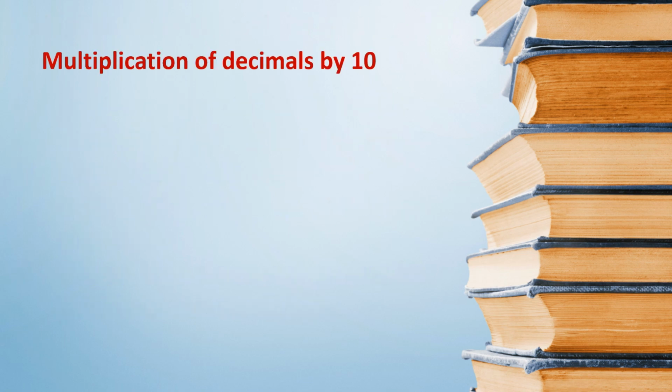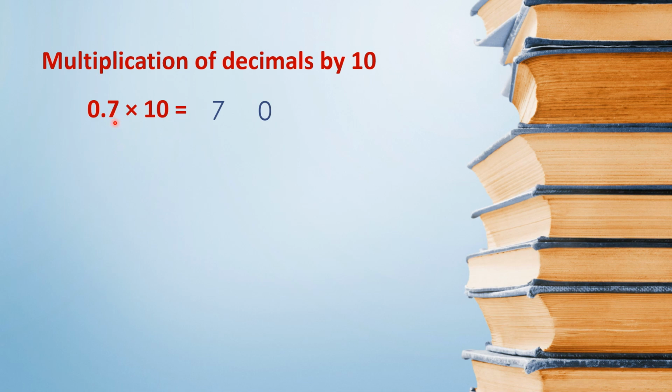At first we will understand multiplication of decimals by 10. It is your first question. 0.7 multiply 10. You know how to multiply any whole number by 10, so it is very easy, just like that. Let us think this 0.7 is just 7. Multiply 7 by 10 and what you will get? 70.